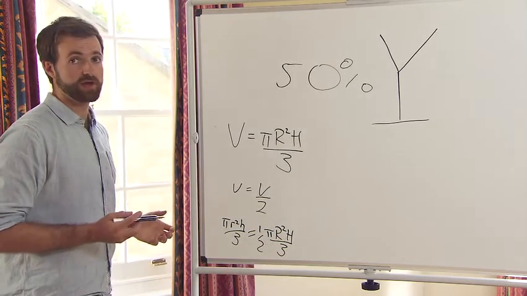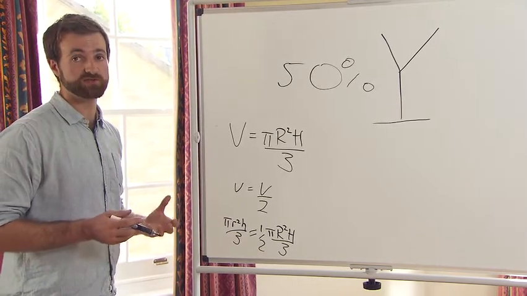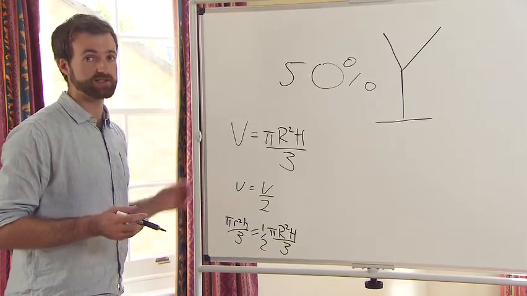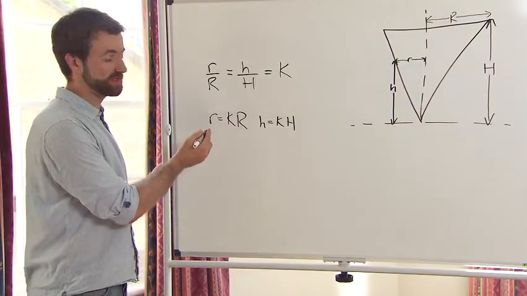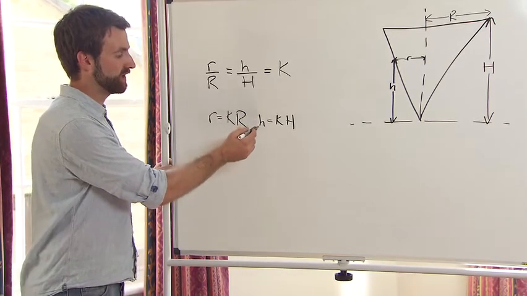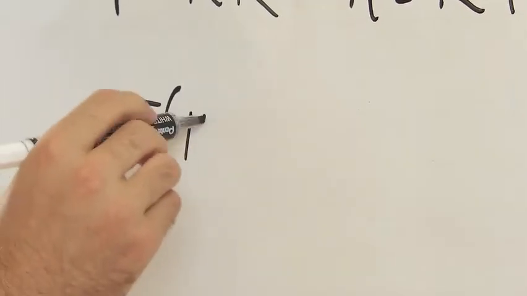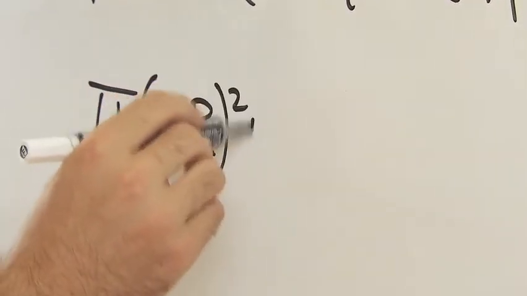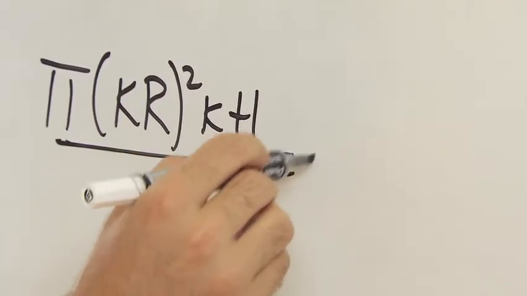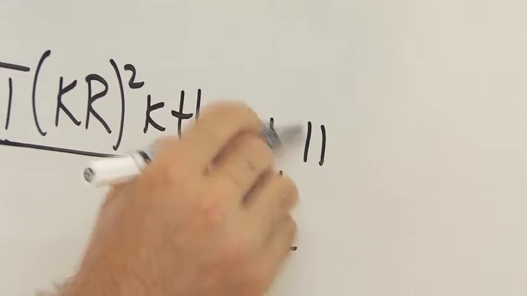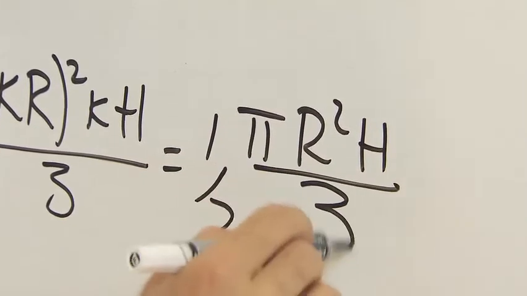But what we need to do now is to bring k into this equation, because k is the all-important proportion by which we need to reduce the height at which we're filling our champagne glasses. Remembering the conclusion that we drew before about the relationship between the new radius and the old radius and the new height and the old height, we can substitute into the formula that we just derived to get that pi times k times capital R all squared times k times capital H all over 3 is equal to a half times pi times capital R squared times capital H all over 3.